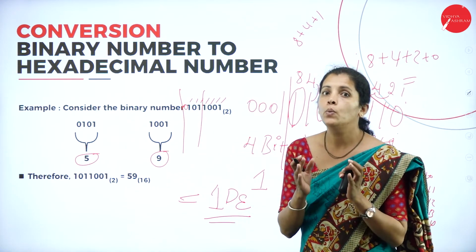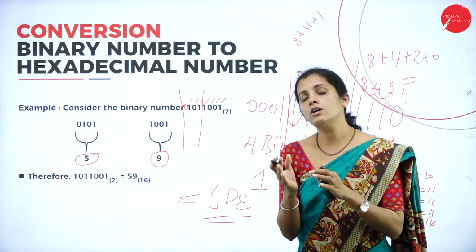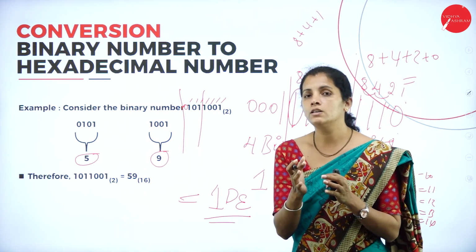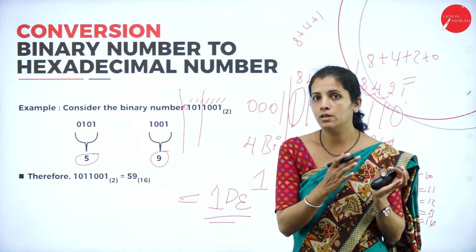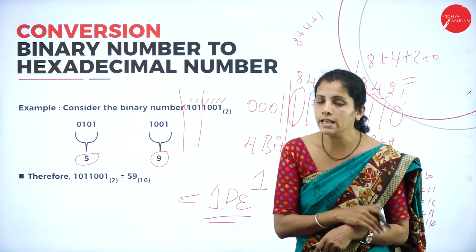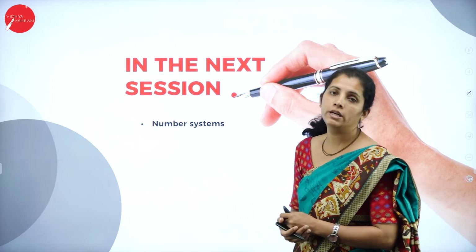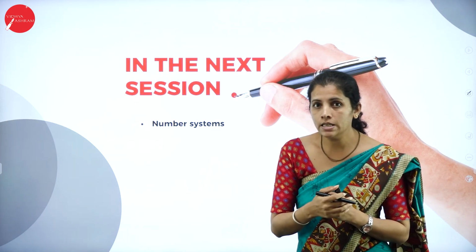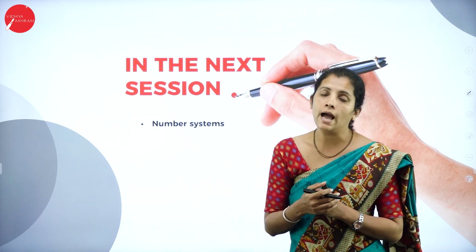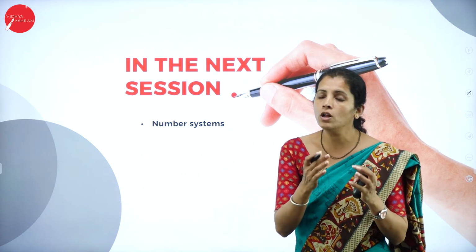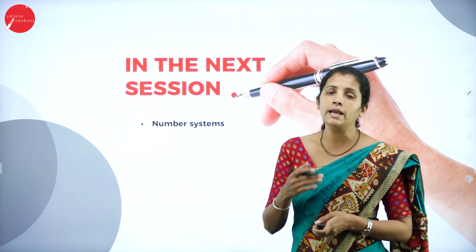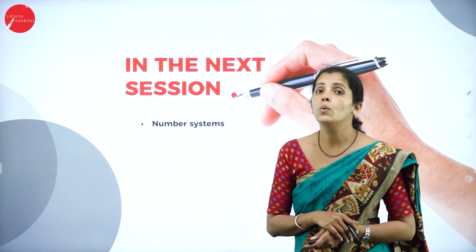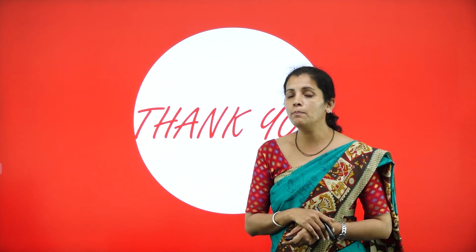I started with decimal to octal, octal to decimal, and hexadecimal to octal, and hexadecimal to decimal. And in my next session, once again, I'm going to deal with number systems, that is, what is BCD, what is Gray, what is ASCII, what is Unicode, all those things I'm going to deal with in my next session.